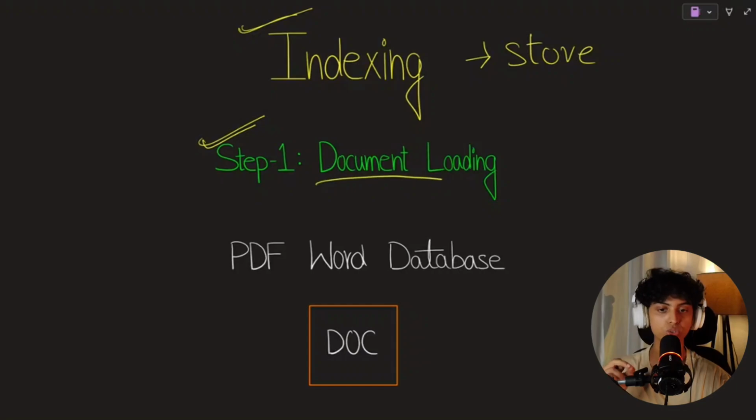So you take all your source documents like PDFs, Word files, web pages, database records, whatever your knowledge base is made of, and you load them into your pipeline.